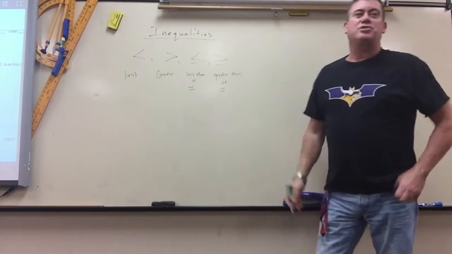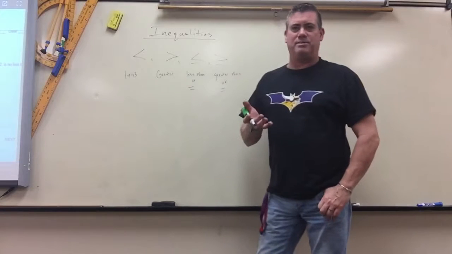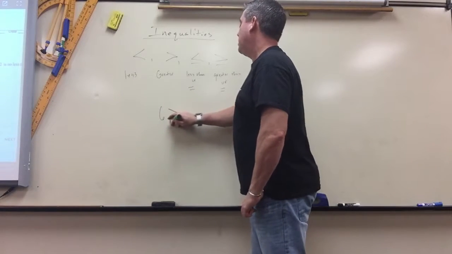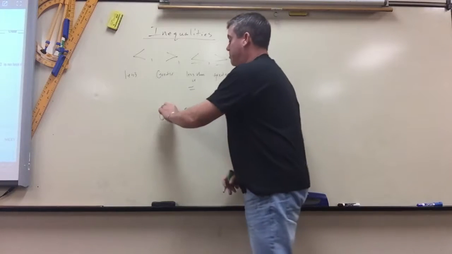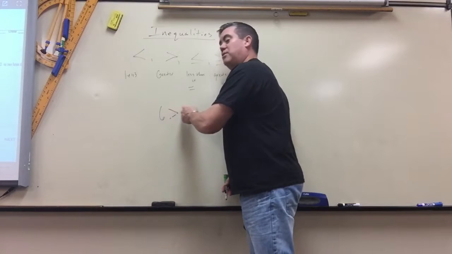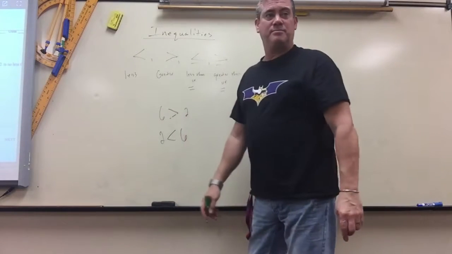Remember, you guys learned in elementary school, the crocodile eats the bigger one. Another way to think of it is the big part's on the big number, it points to the small one. So this is 6 is greater than 2, or you could reverse it, 2 is less than 6. Alright?